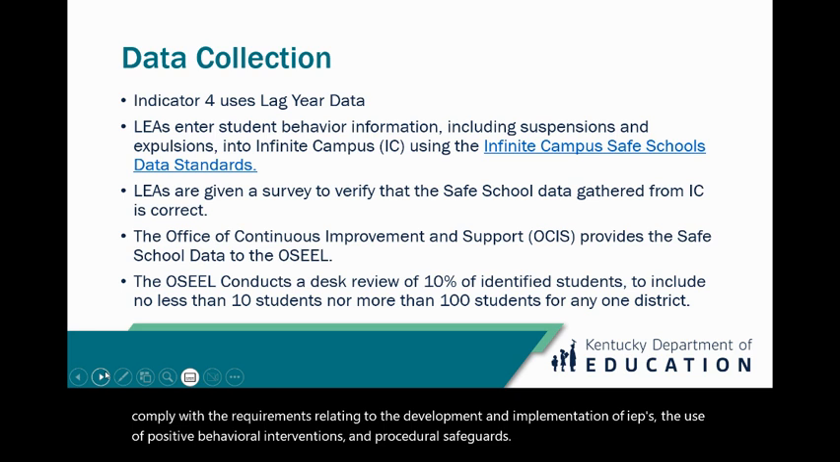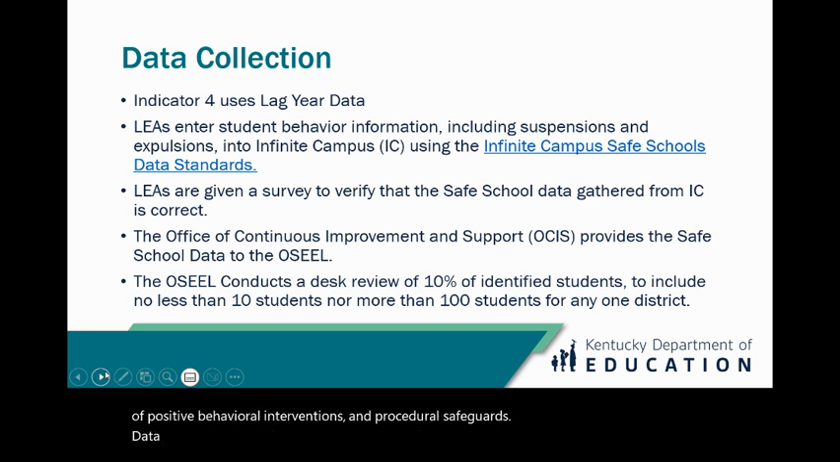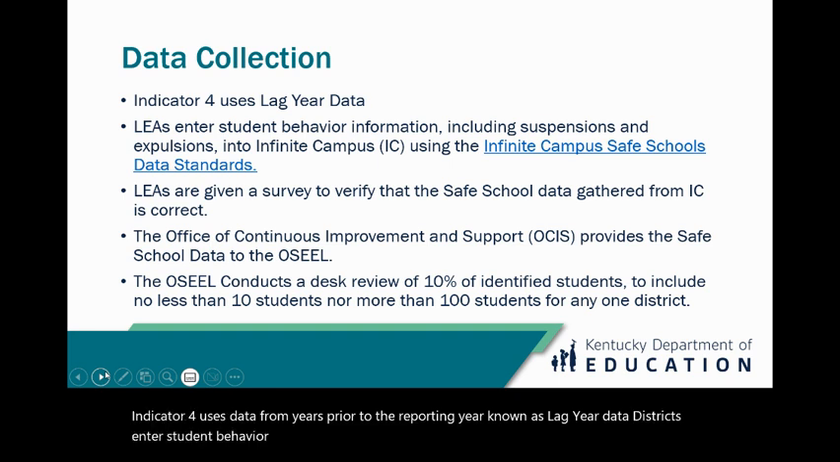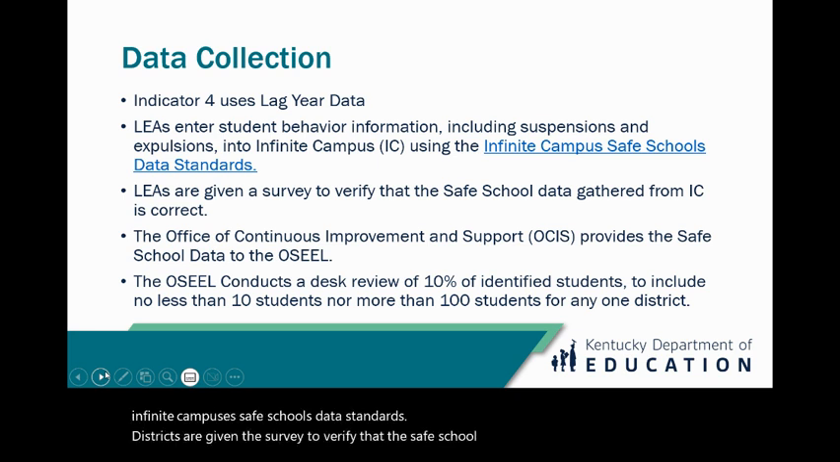Data collection. Indicator 4 uses data from years prior to the reporting year, known as lag year data. Districts enter student behavior information, including suspensions and expulsions, into IC following Infinite Campus's Safe Schools data standards. Districts are given a survey to verify that the Safe School data gathered from IC is correct.